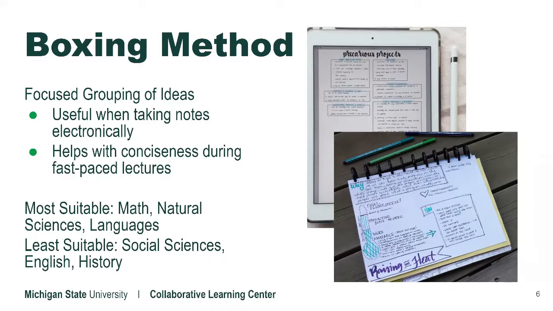And you can see in these pictures, you can't really see what they're saying, but it is kind of visual, and you can add different visual cues in there to help make the boxing method work best for you. So some subjects that this is most suitable for are math, natural sciences, and languages, but it can be hard to do with social sciences, English, and history because a lot of times these subjects have a lot of facts and those can be difficult to fit in the boxes.